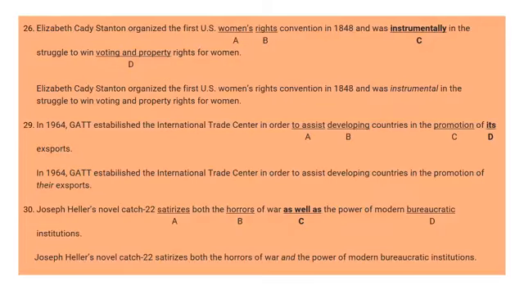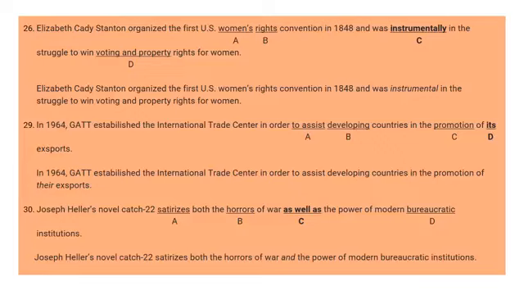Now let's go to the number 26. Elizabeth Cady Stanton organized the first U.S. Women's Rights Convention in 1848 and was instrumentally in the struggle to win voting and property rights for women. My best answer is C, instrumentally. Instrumentally in here must be instrumental, because it should be changed to an adjective. The word instrumentally in here is an adverb. In this sentence we need an adjective, so we must change instrumentally to instrumental. So the best answer is C.